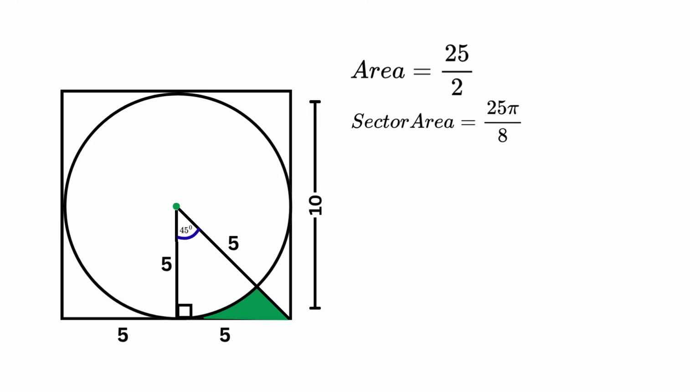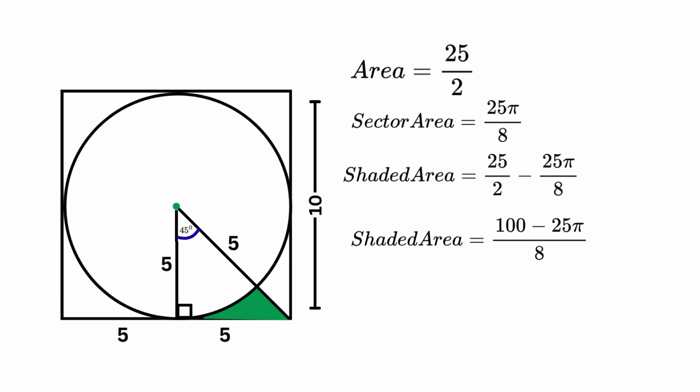Now, we subtract this sector area from the triangle area, so it becomes 25 divided by 2 minus 25 pi over 8. After simplification, we get (100 minus 25 pi) divided by 8, and that is our required shaded area.